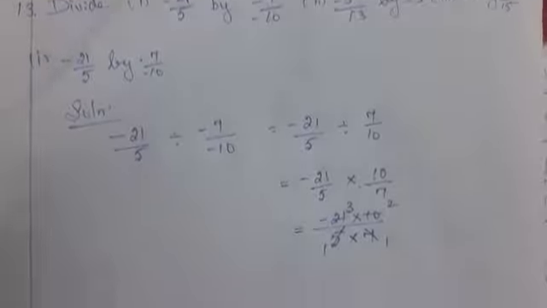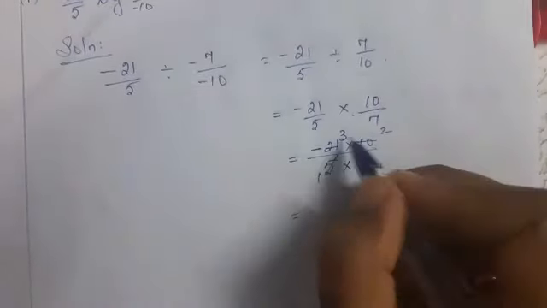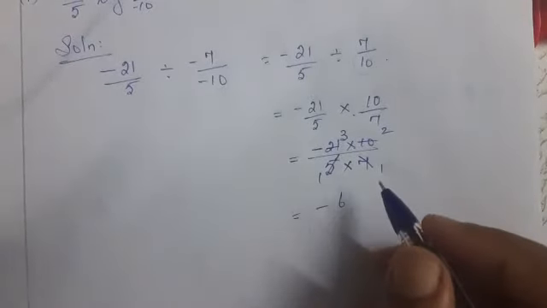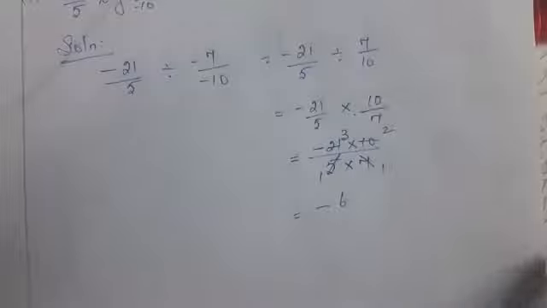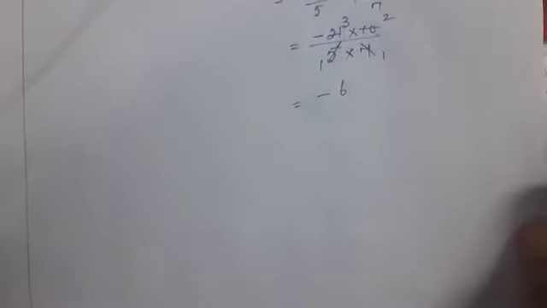Now you didn't have any common factor, therefore just multiply. Minus 3 into 2 is minus 6, divided by 1 into 1, which is 1. Therefore don't write the 1 in the denominator. Therefore your answer is minus 6.